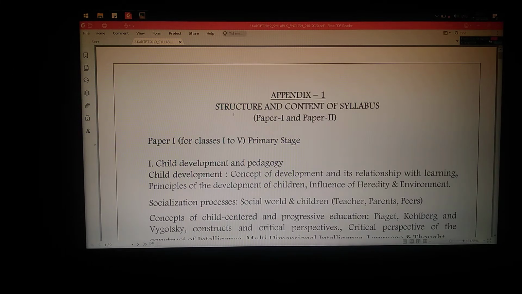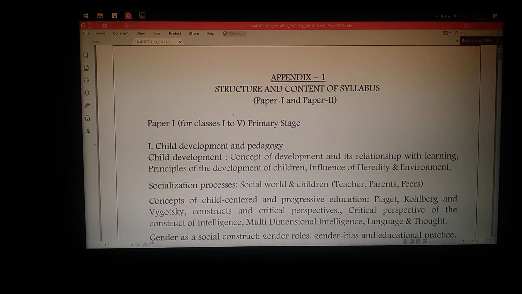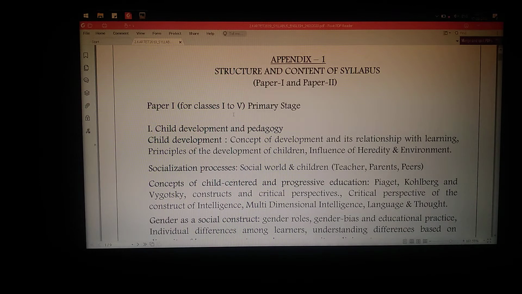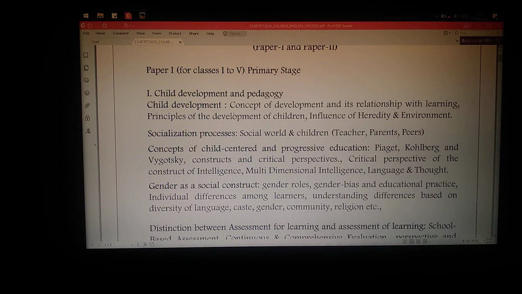First, paper 1 and paper 2 cover the first language, Kannada, English or any language you have chosen, and the second language, English, Kannada, Urdu, Hindi, Marathi or any other language you have chosen. Now this is the paper of child development and pedagogy. In the first paper and second paper, you have to solve Kannada grammar and poem and paragraph questions, and in psychology you have to solve child development and pedagogy.